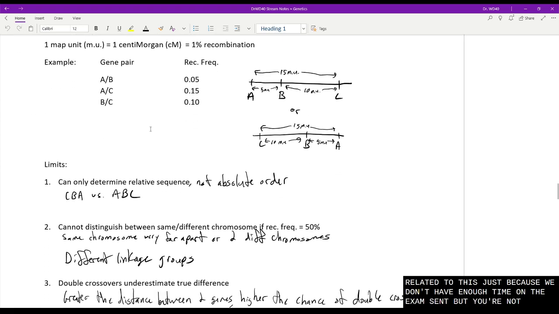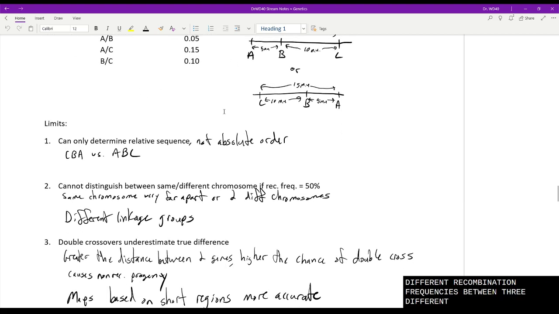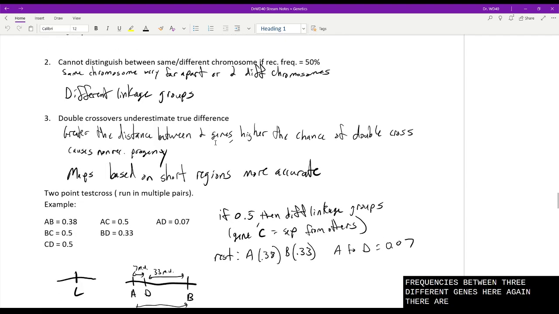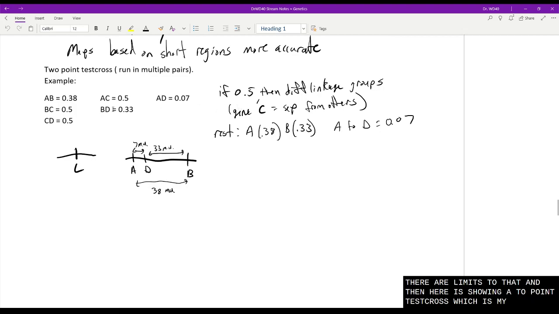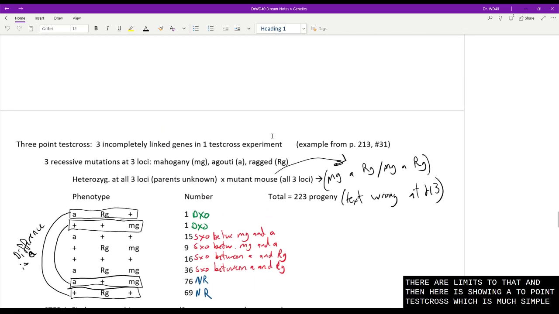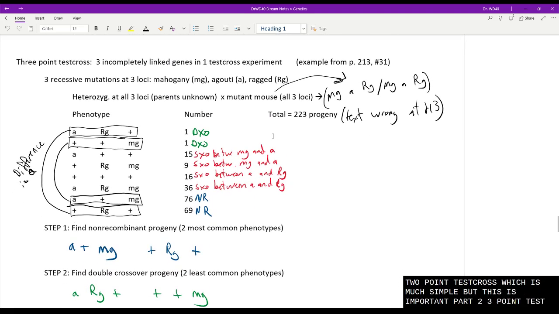But genetic mapping is important. This is just showing how we can map different recombination frequencies between 3 different genes here. Again, there are limits to that. And then here is showing a 2-point test cross, which is much simpler. But this is the important part, the 3-point test cross. So this is the example we did in class. Make sure you understand this example. And then we did another example in class and on a handout, which I'll show you too. So just go through these, erase your answers, and see if you can do it all again.